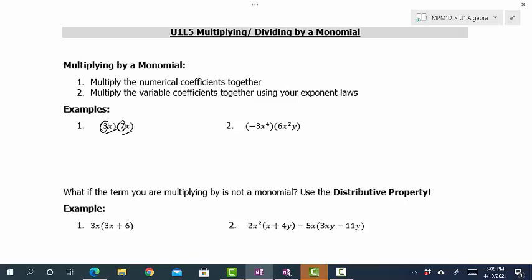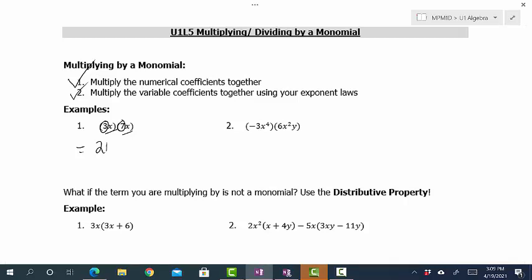So multiply together 3x times 7x. Okay, so I'm going to multiply the numerical coefficient first. So take the two numbers and multiply them together. So 7 times 3 is 21. Step 2 is multiply the variable coefficients together and use your exponent laws. So I'm going to multiply the two variables together.